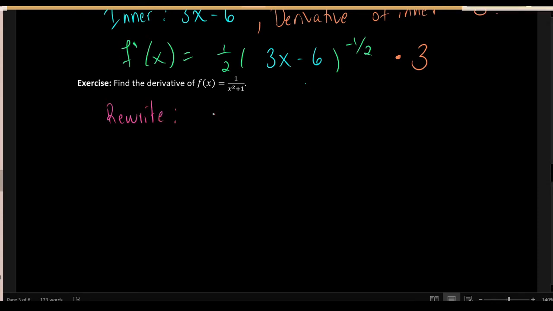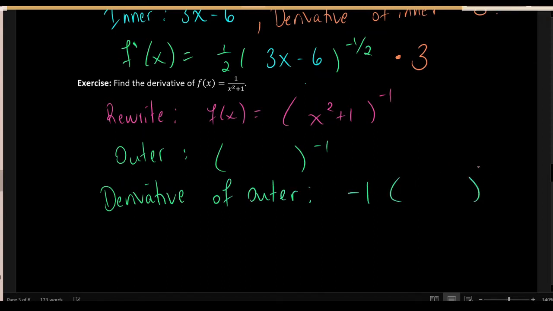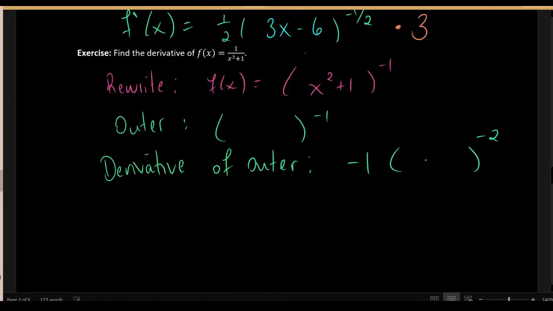I'm going to rewrite this function not in terms of a reciprocal, but in terms of x squared plus 1 to a power. Now, visually, we can actually see a function on the inside and another function on the outer layer. The outer layer function is given by power negative 1. So the derivative of the outer function would have negative 1 come down, and then that power would decrease to negative 2.